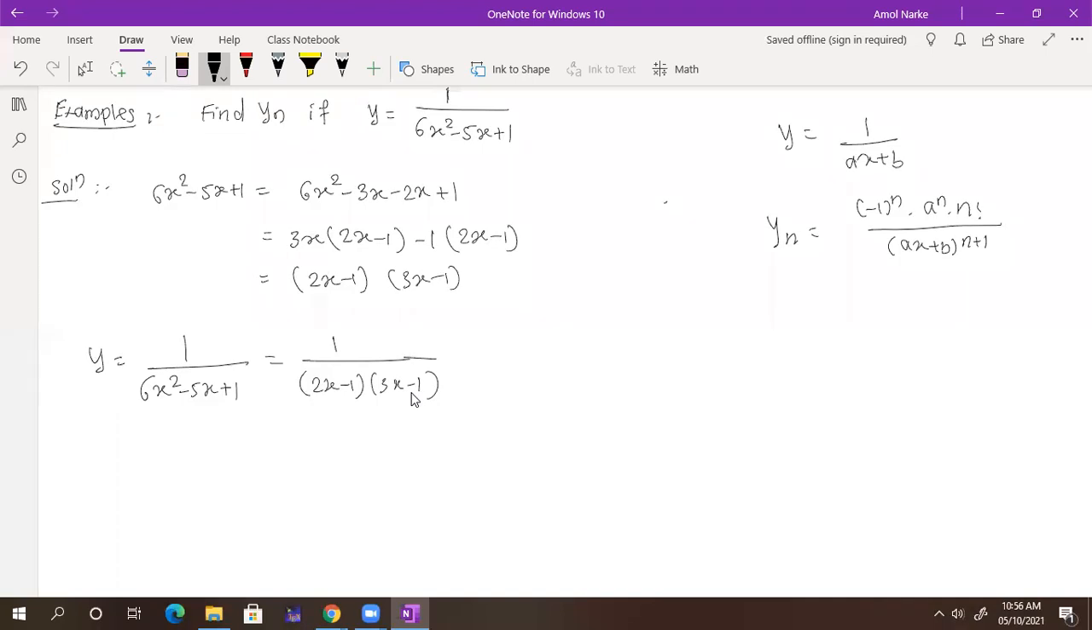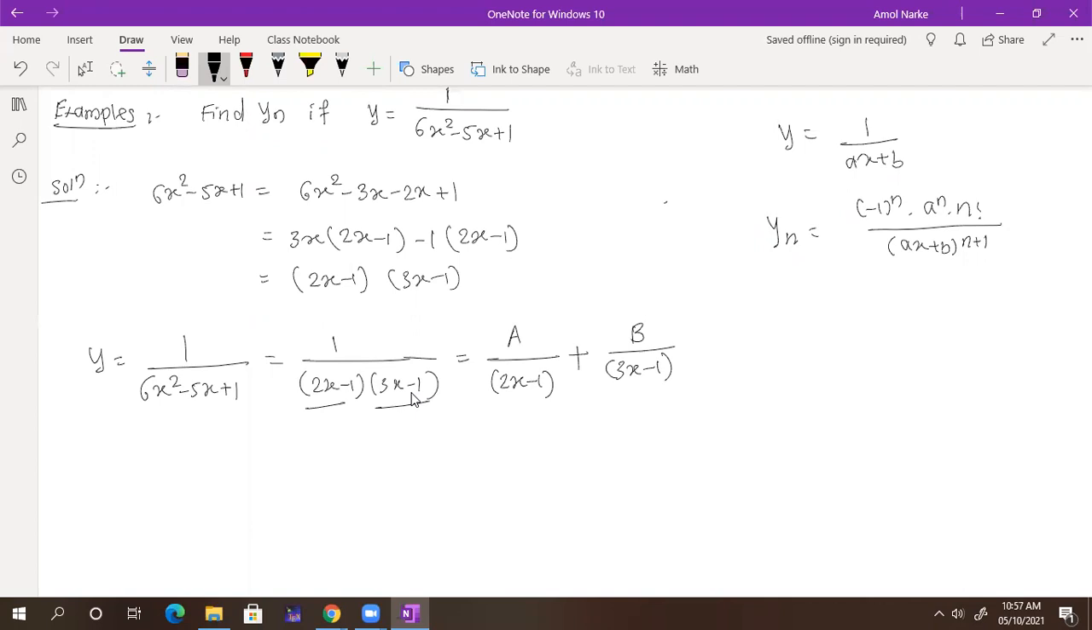Partial fractions. Do you know anyone? Here we have linear factors. This is a linear factor, and this is another linear factor. So when we have a linear factor, we write A divided by the first term, A divided by 2x minus 1, plus B divided by the second term. And we are trying to find the values of A and B. So how can one find the values of A and B here?